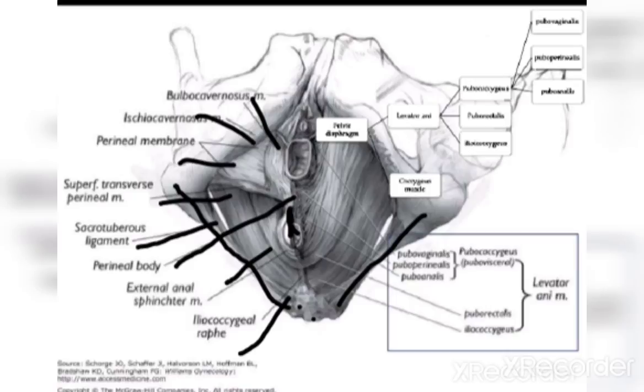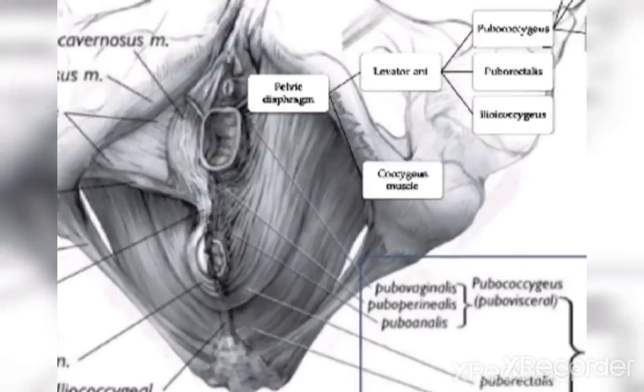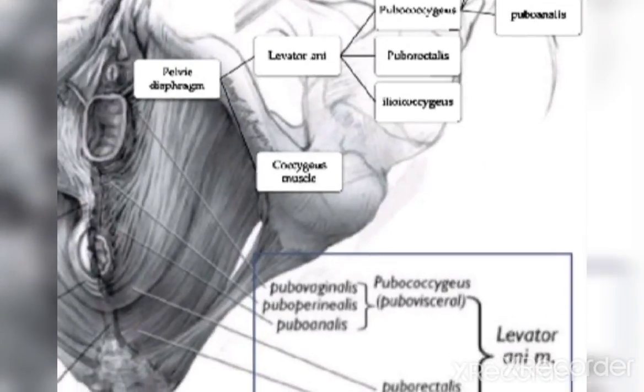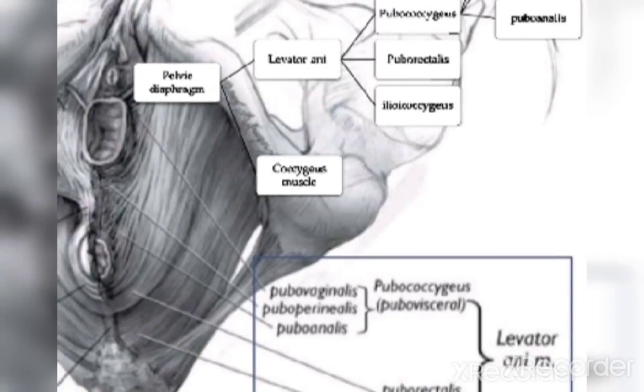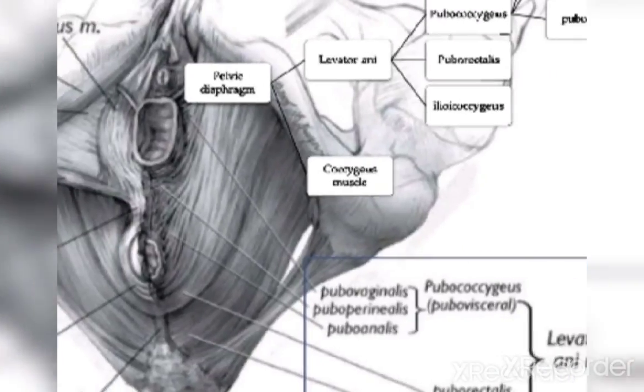How is the pelvic diaphragm made? The pelvic diaphragm is made up of the levator ani. This is the pelvic diaphragm.